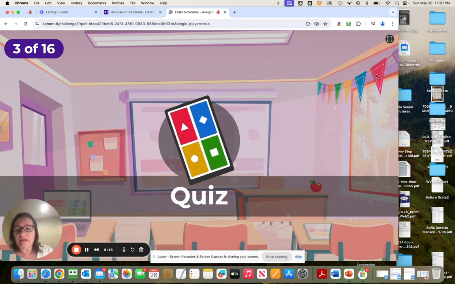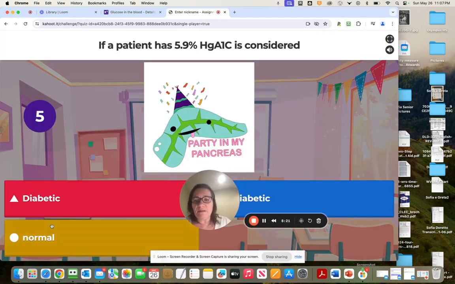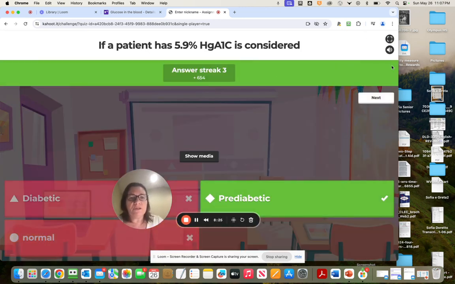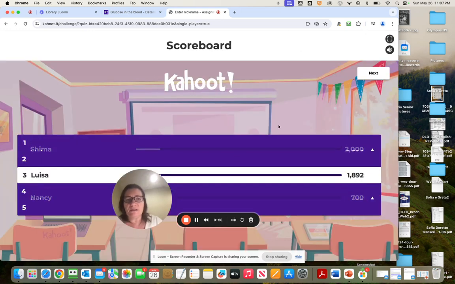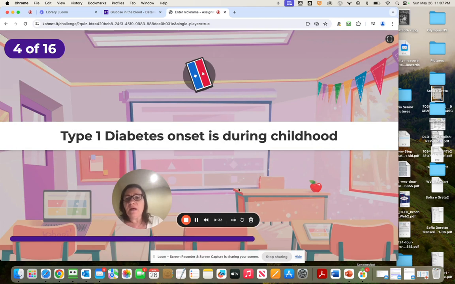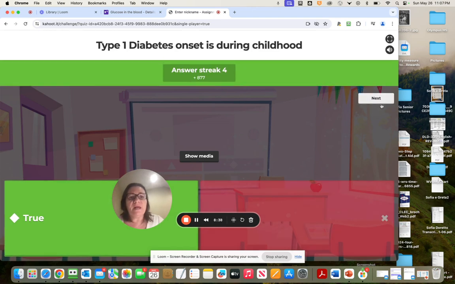Then we have another one: the patient is considered pre-diabetic. This is just an example of another true or false. Yes. I can change the time for the students to answer the question, and then they can play the game as many times as they need to retain the material.